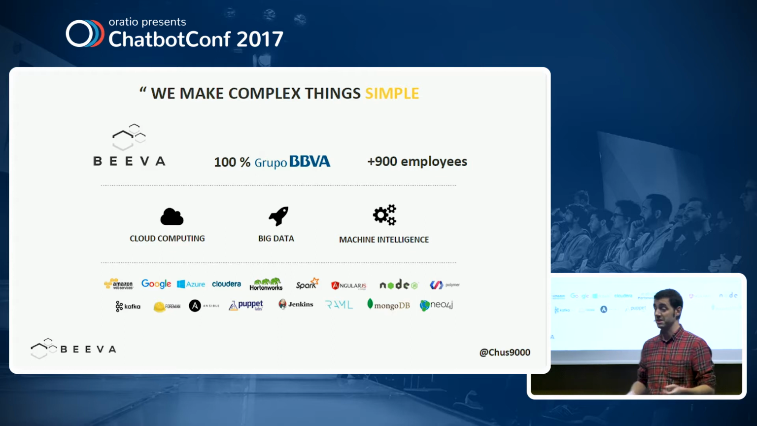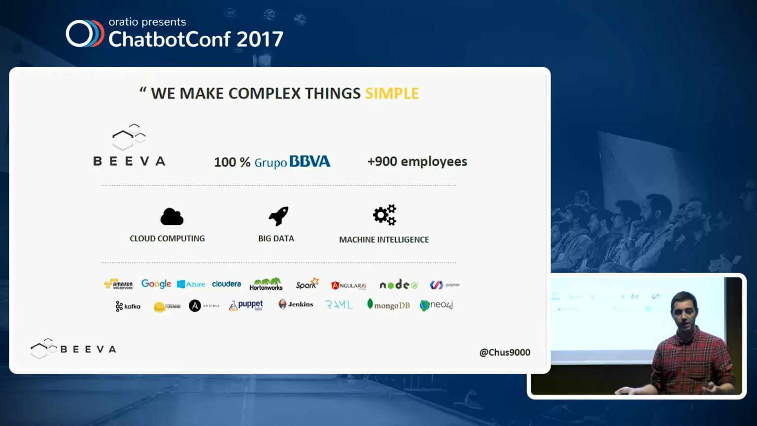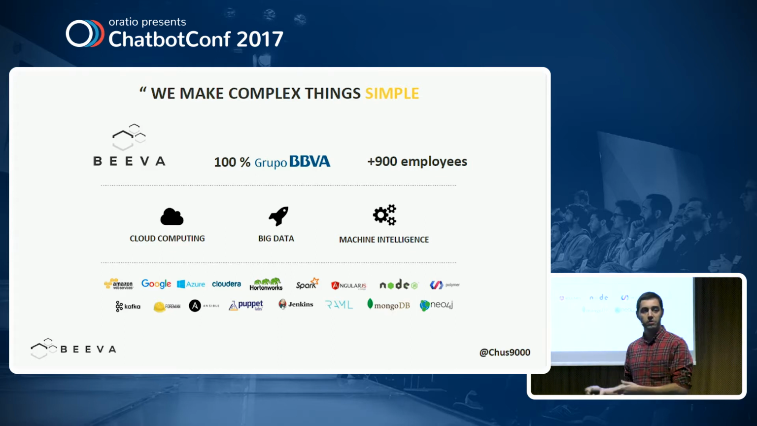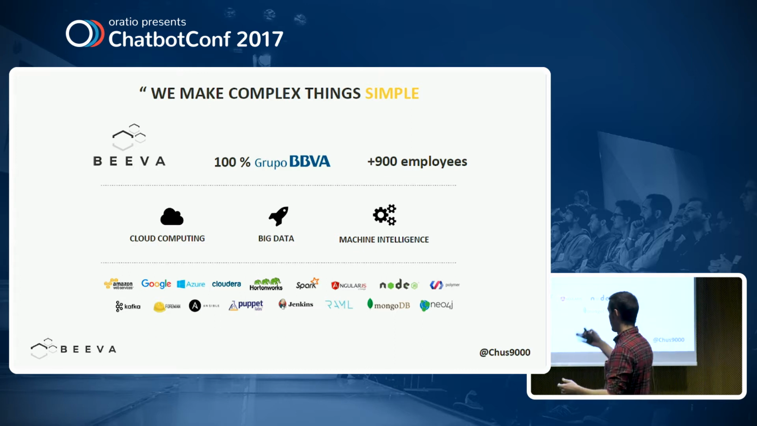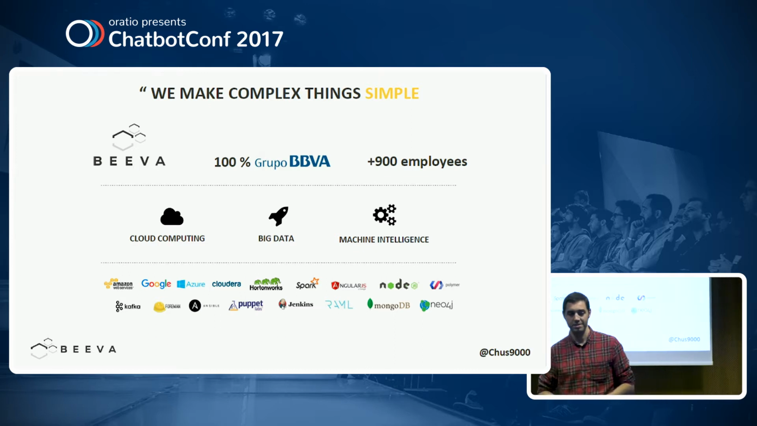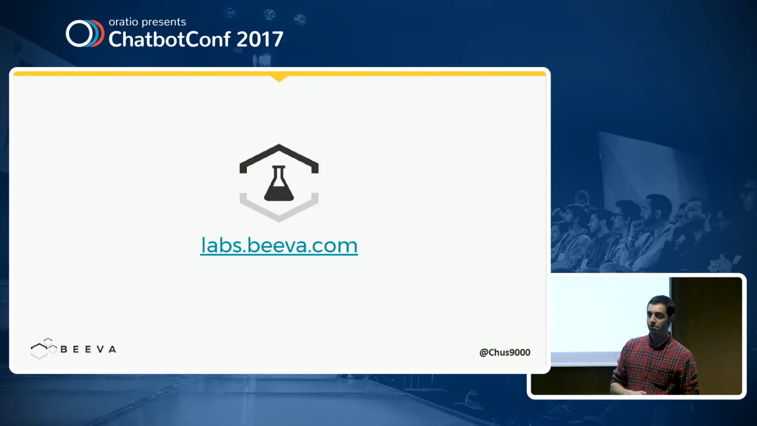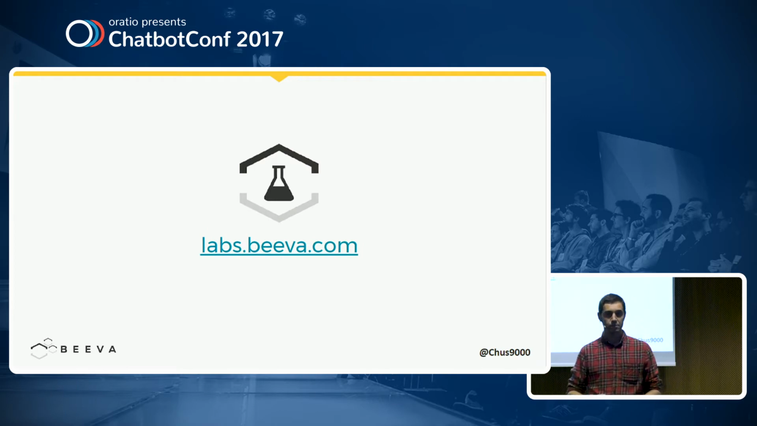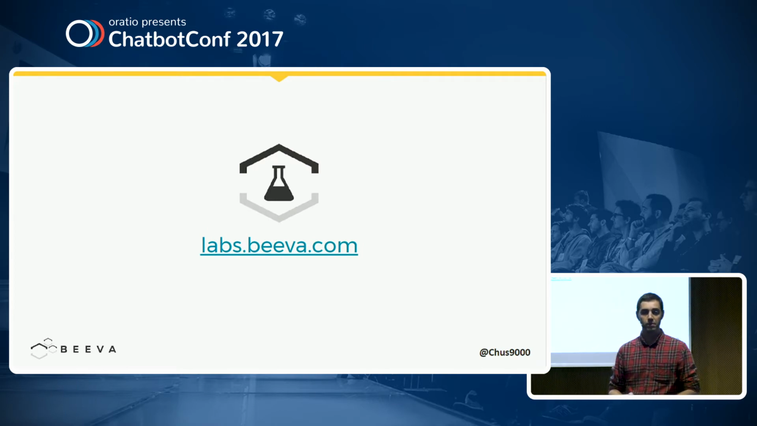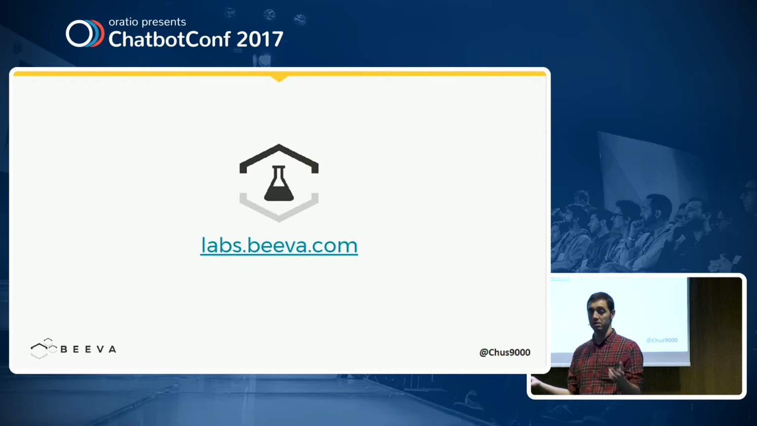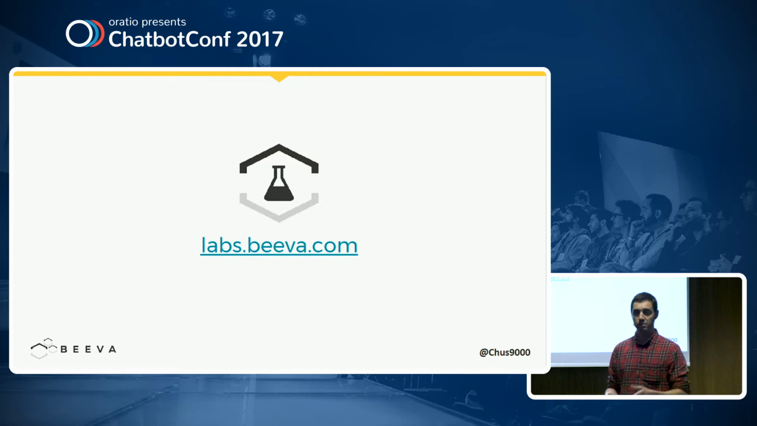Okay, and that's my company. It's Beeva. It's part of the BBVA group. We are a technology company for them. We play with all those technologies, and specifically, there's a company, Beeva.com. I'm working in the innovation department, which is labs.beeva.com. And what we do there is we play with new technologies, prototype some solutions, and try to share our knowledge to the rest of the company and to everybody, to the world mainly.